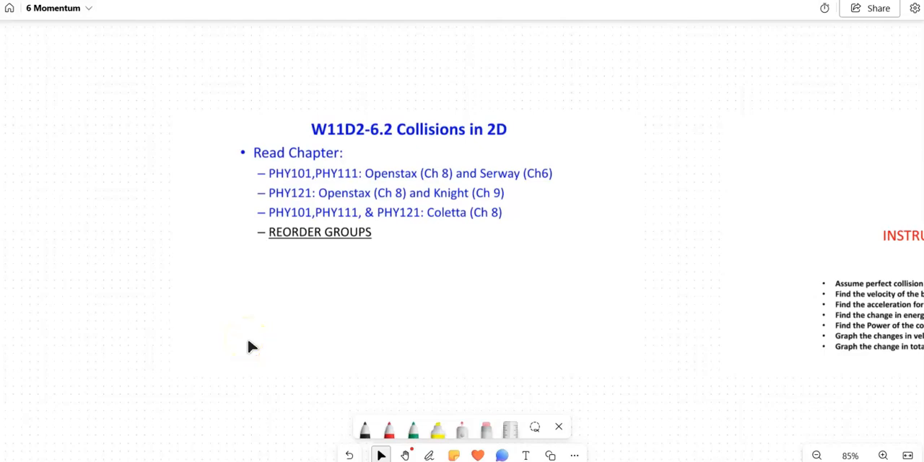Hi everybody, welcome to the 6.2 tutorial. This 6.2 tutorial is going to cover one-dimensional collisions and also 2D collisions. So everything that we've done since 6.1 and 6.2.